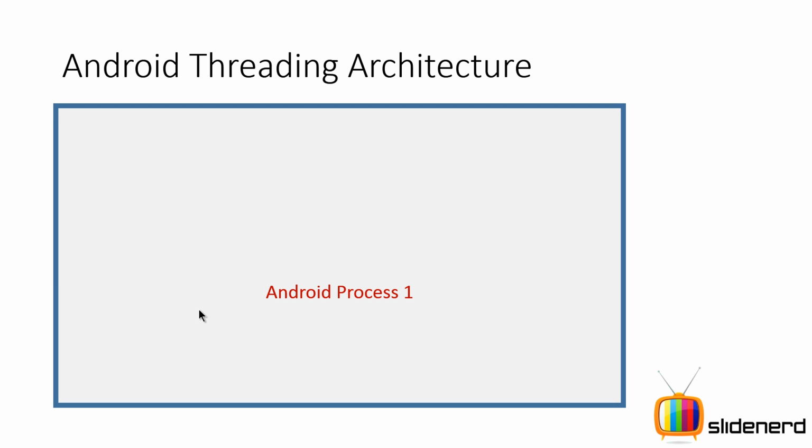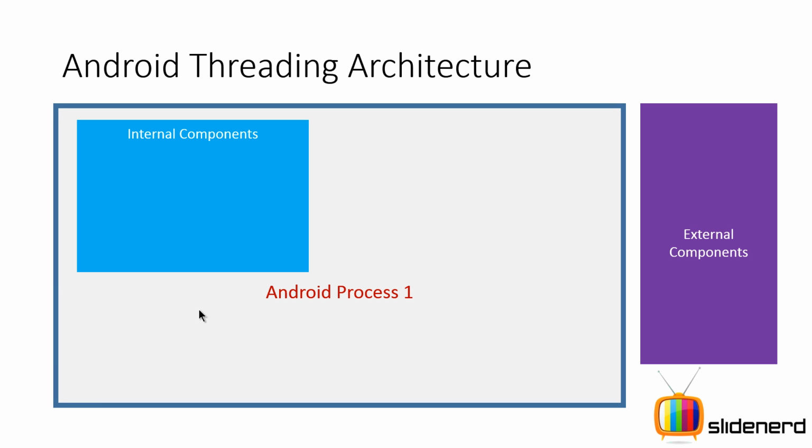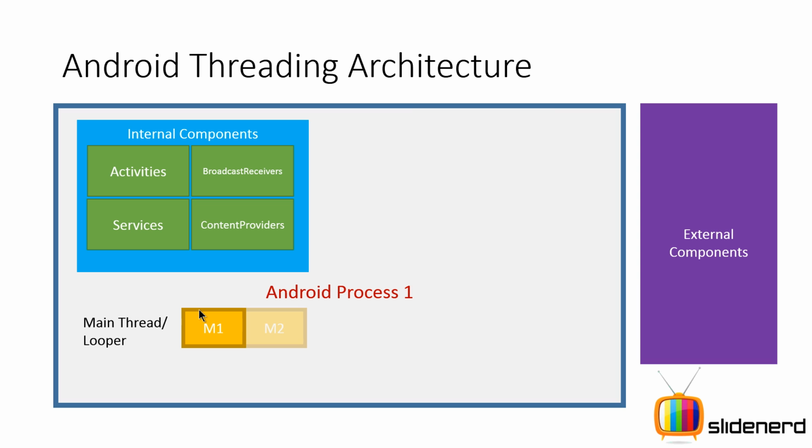For every process, what you have are internal components and external components. Internal components are activities, broadcast receivers, services, and content providers that you make inside your app. External components are pretty much the same thing. Now, there's a main thread or a looper, and then what you have is a message queue where all the messages are posted one by one, and the looper runs the messages one by one.